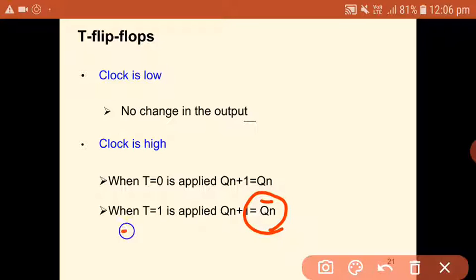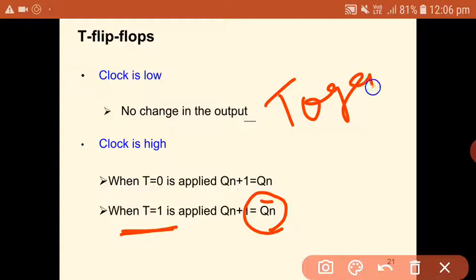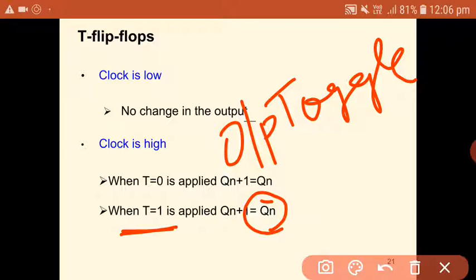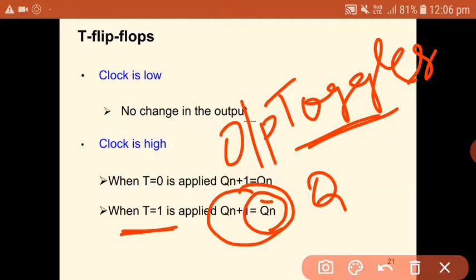Okay, that is the meaning of toggle. So when toggle input is high, then the output toggles. What do you mean by toggling the output? This condition has to be satisfied: Qn plus 1 is equal to Qn bar. So this is the condition for toggling the output of any flip-flop.